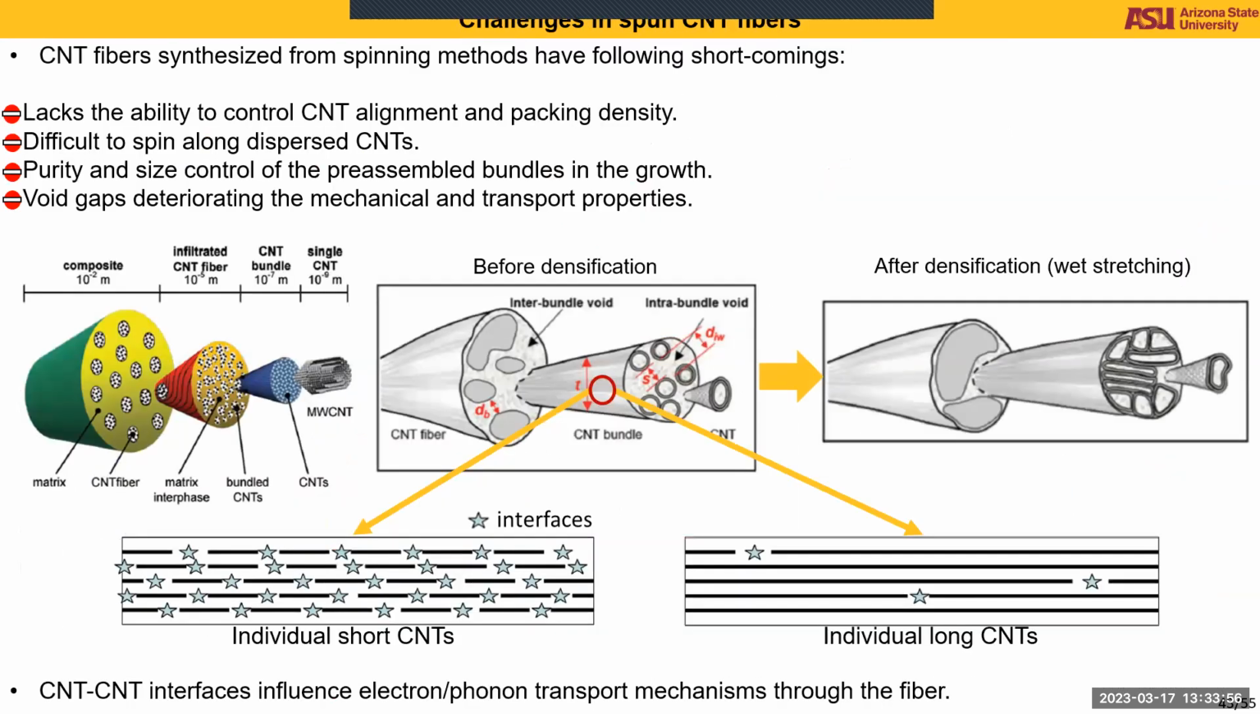As we all know, the most common CNT synthesis method is the solution spinning method, but it has its shortcomings. That is, it lacks the ability to control the CNT alignment, packing density, purity, and length or size of individual CNTs. And this consequently leads to the generation of voids, intrabundle and interbundle voids, and they seriously deteriorate the transport properties through the CNT fiber.